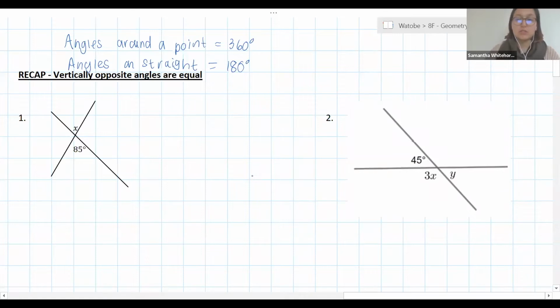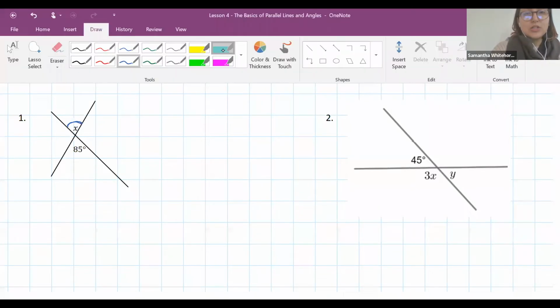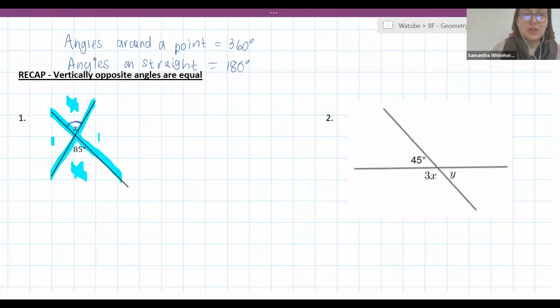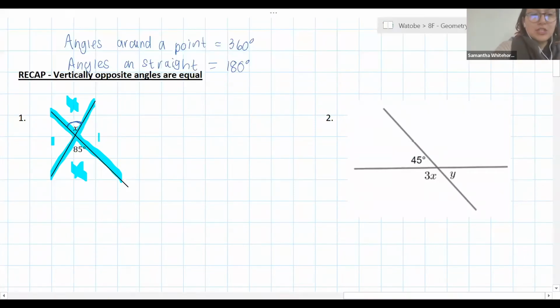So I see some awesome answers already coming in on the chat. If I look at question one and I'm asking you, what is the size of that X angle over there? Well, I can see that I've got that very nice cross shape that we look for when we're working with vertically opposite angles. And we know that the angles opposite each other in that shape are equal, which means that X and 85 are equal in size to each other because they are vertically opposite each other. They are directly opposite each other at that point of intersection between my two lines.